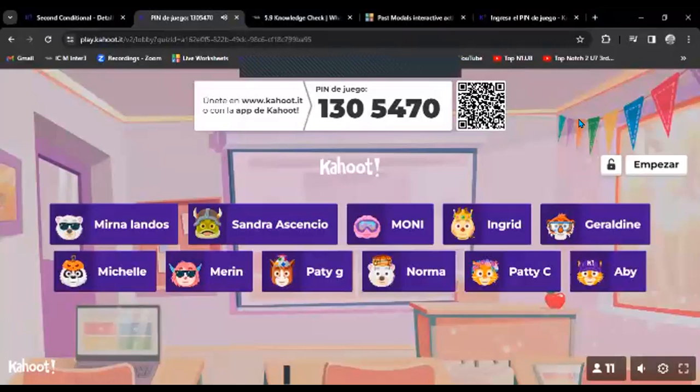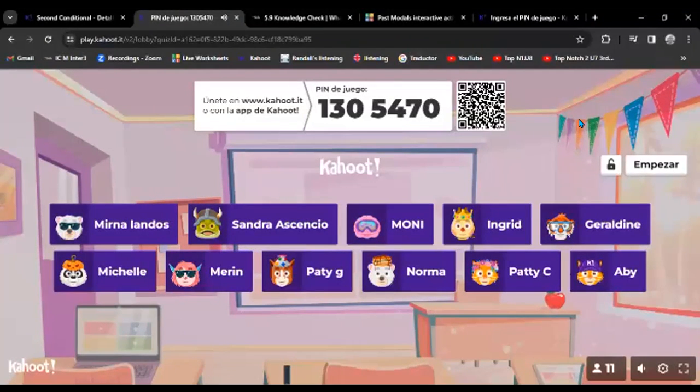Remember that in the second conditional, we have two clauses, we have two sentences. In the sentence where we have the if, you cannot use will. As I told you last week, where you have the sentences with if, you cannot use will. So in the other sentence, you can use will, right? I sent you some examples in the WhatsApp group before the class started.